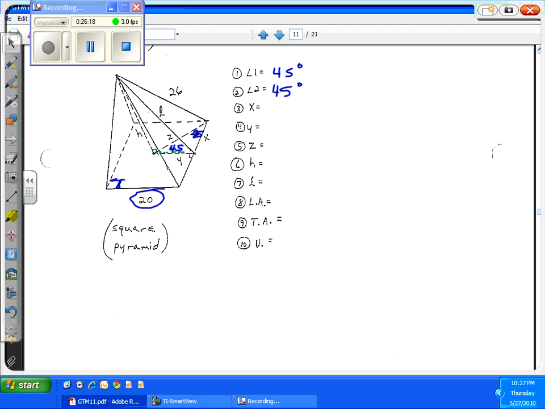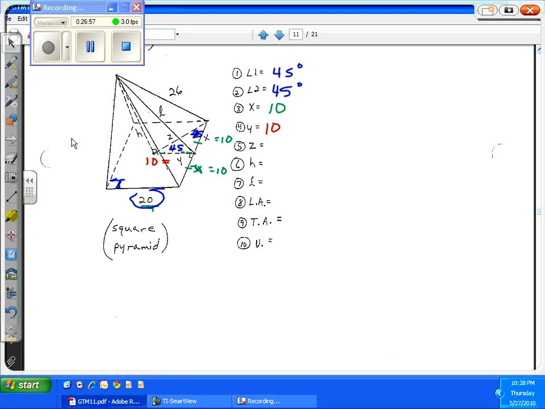The apothem, which is that dotted line, bisects a side. So if that is x, then that is x. The whole side is 20, so each of those are 10. So x is 10. X is a leg of the 45, 45, 90 triangle. In 45, 45, 90 triangles, the legs are equal, so y is also 10.